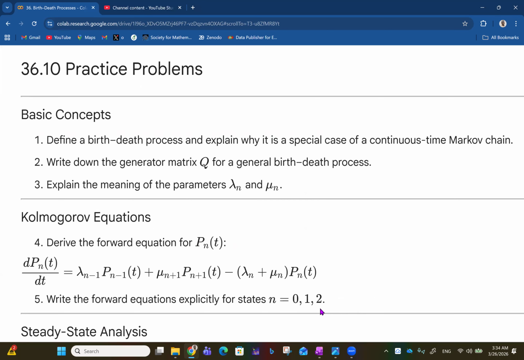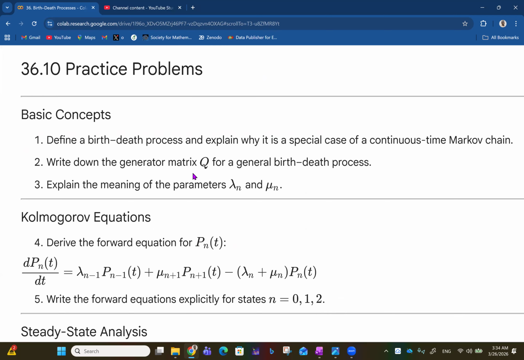Define the birth-death process and explain why it is a special case of a continuous time Markov chain. Of course, what we know is that in a continuous time Markov chain, you move from one state to another. But for a birth-death process, you can only move between adjoining states. You go forward, that's a birth. You go backwards, that's a death, right?